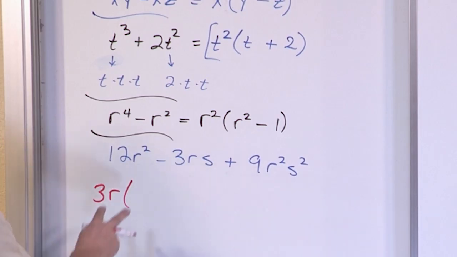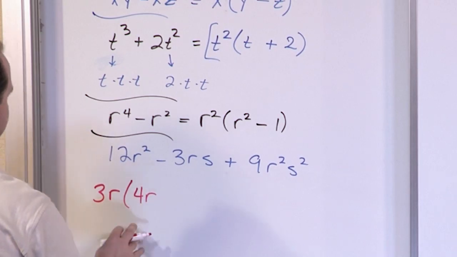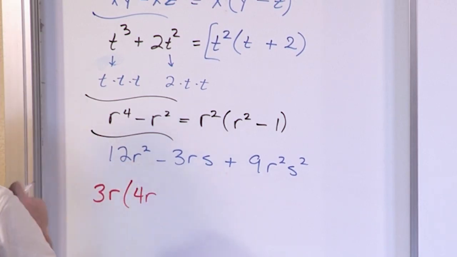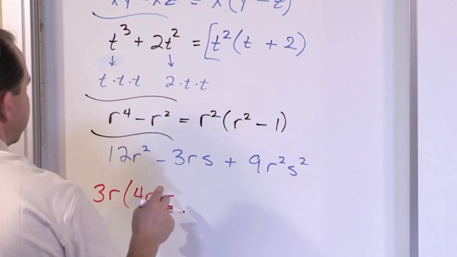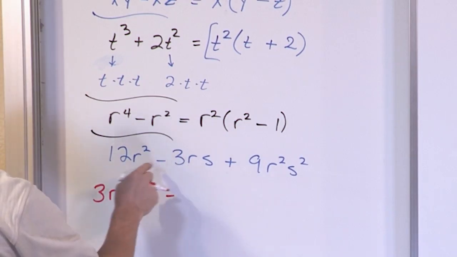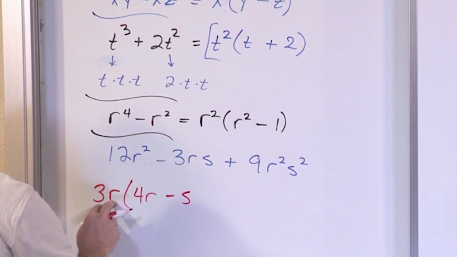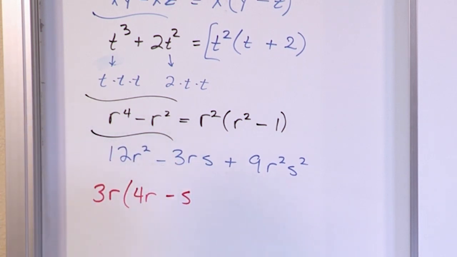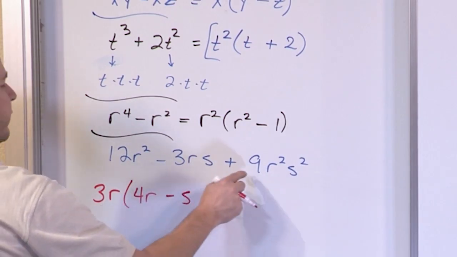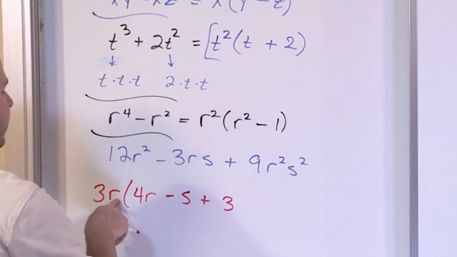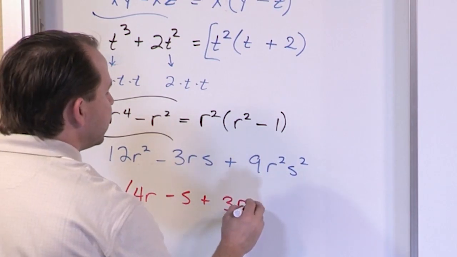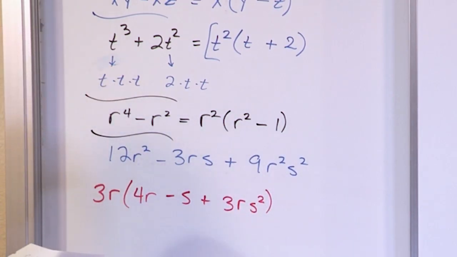So I open my parentheses and I try to figure out what I need to write here to make this true. So I'm going to have to write 4r here. So that would make 12 times r squared. Over here, it's going to be negative. I already have my r, I already have my 3. The only thing left is s. So if you multiply, 3r times this is going to give me this. And then over here, 3 times 3 is 9, so I'm going to have 3. I already pulled out 1r, so I have 1r left, and I haven't touched the s squared, so they stay the same. So that is the answer, 3r, open parentheses, 4r minus s plus 3rs squared.